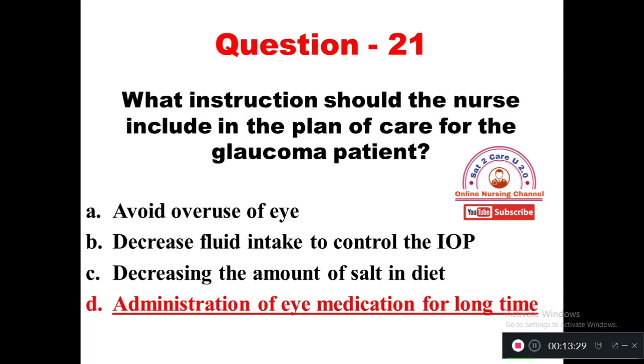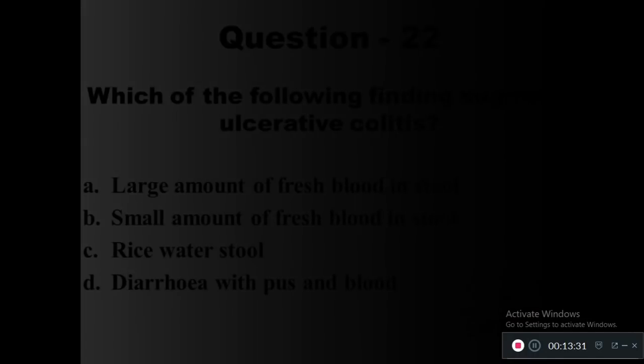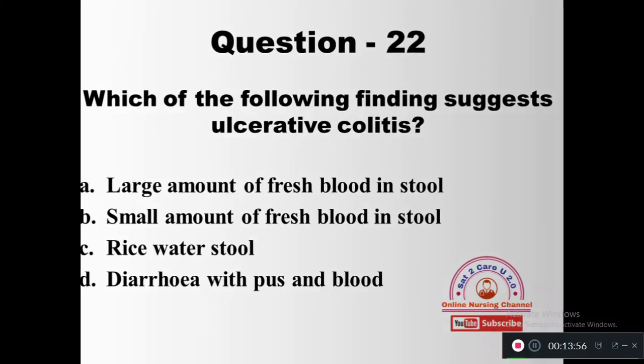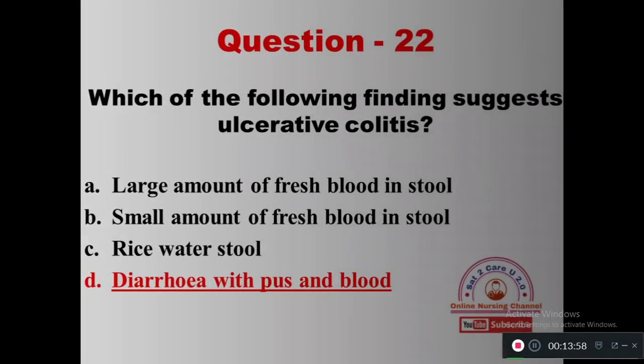Question number 22. Which of the following findings suggests ulcerative colitis? Option A large amount of fresh blood in stool, option B small amount of fresh blood in stool, option C rice water stool, option D diarrhea with pus and blood. In ulcerative colitis, the diagnostic finding will be the presence of pus and blood in the diarrhea.